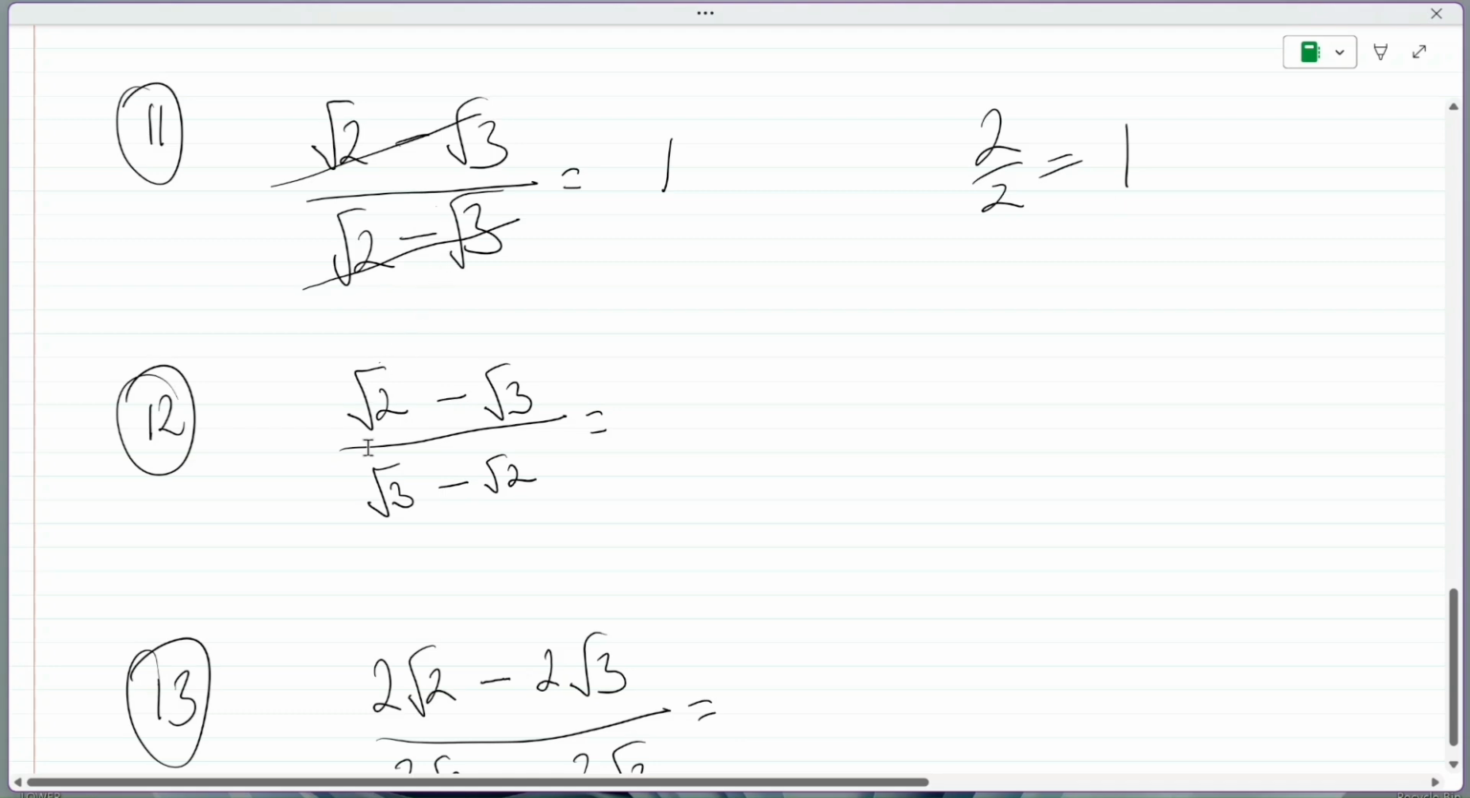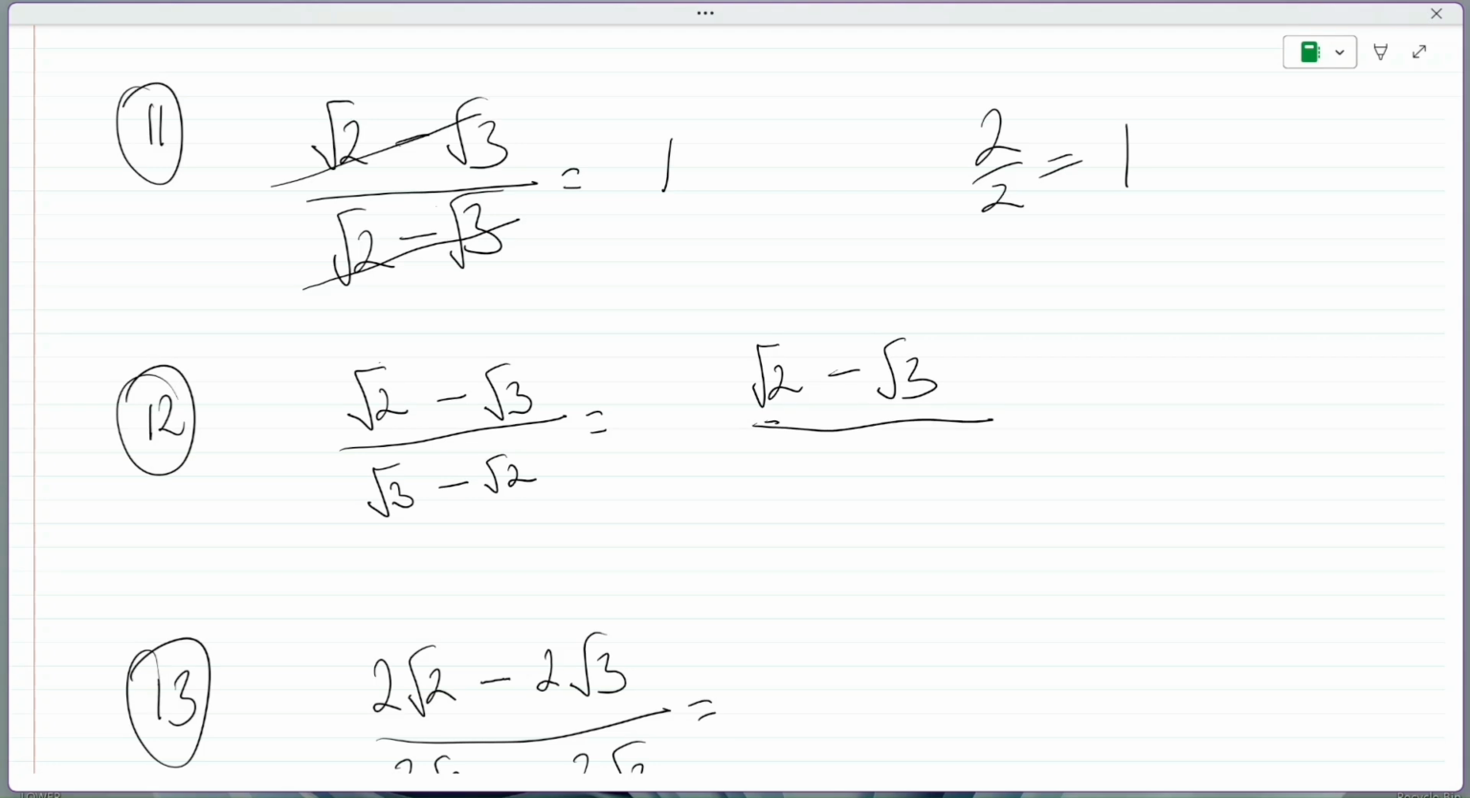Question 12 looks similar, but it's quite different. You have root 2 minus root 3 over root 3 minus root 2. They are not the same. Here the root 2 has a positive, the root 3 has a negative. Here the root 3 has the positive and the root 2 has a negative. You can rearrange. We can say root 2 over root 3 over, we'll take the root 2 with the negative it owns, minus root 2 plus root 3.